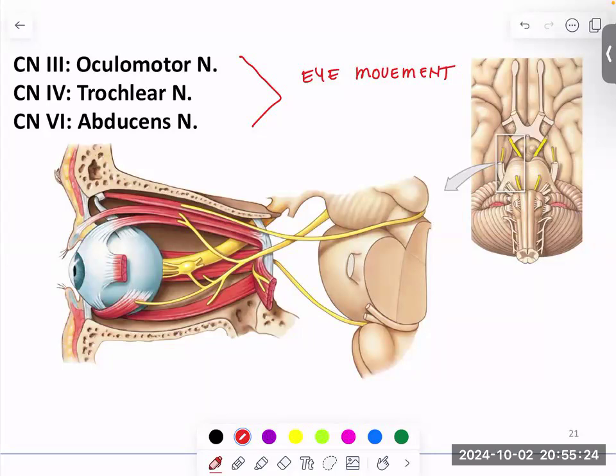When you close your eyelids, you're using the ocular motor nerve. But these are for eyes and eyelid movements. All 3 of these are motor only. They control all of those eye muscles you see there.